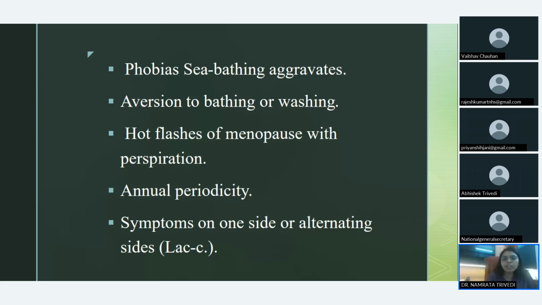Carcinosin medicine is also given at the time of menopause, when there are hot flashes with perspiration. Annual periodicity is also seen in the complaints, like every complaint recurring every year, like a headache.